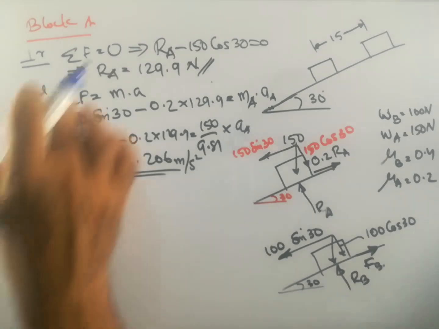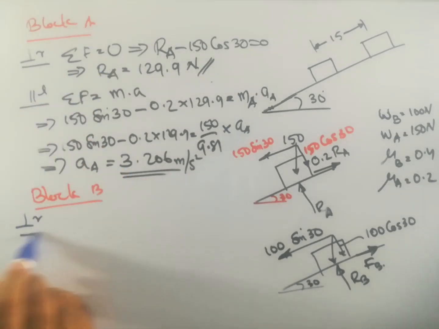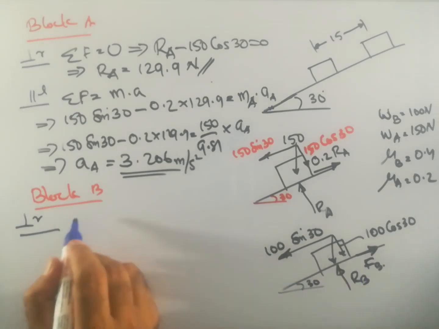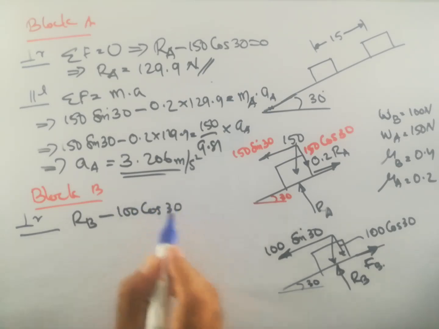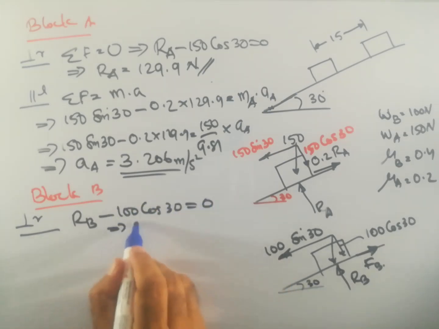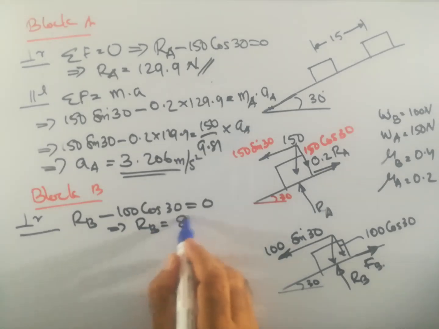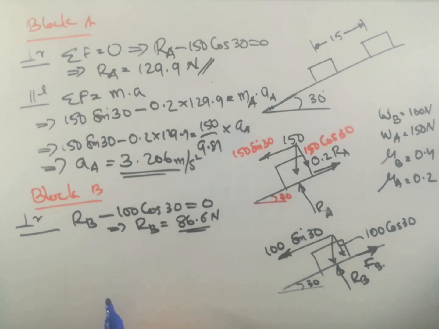we will consider, as in block A's case, perpendicular to the plane first of all. What will be the condition? Sigma F is equal to 0 because there is no motion perpendicular to the plane. So RB minus 100 cos 30 equal to 0. That will give you RB equal to 100 cos 30, or 86.6 Newton. Now we will consider the parallel forces.